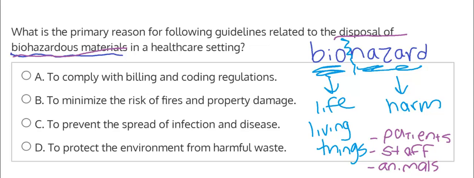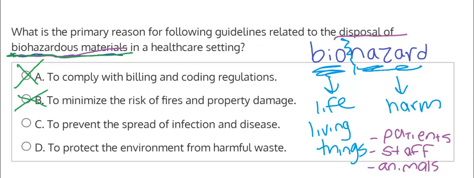So option A says to comply with billing and coding regulations, and we can eliminate that, because billing and coding is not the same thing as a biohazard, which is a harm to living things. Option B says to minimize risk of fire and property damage. And when we look at biohazardous materials, we're looking at materials that are a harm to people. So they're a health hazard. So that's different than something that's a risk of fires. So we can eliminate that.